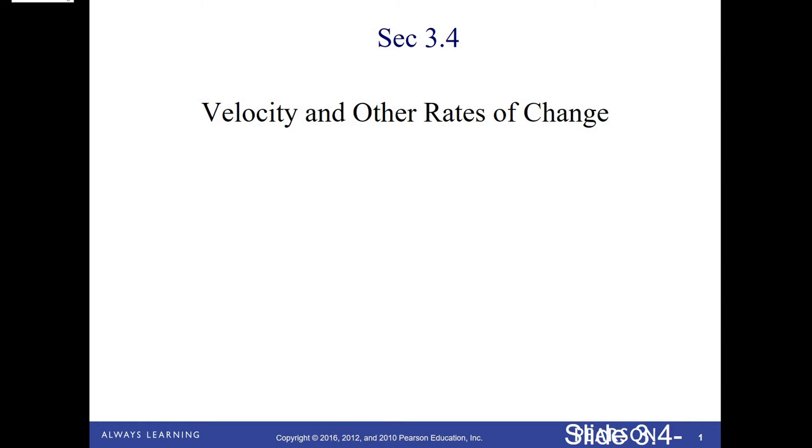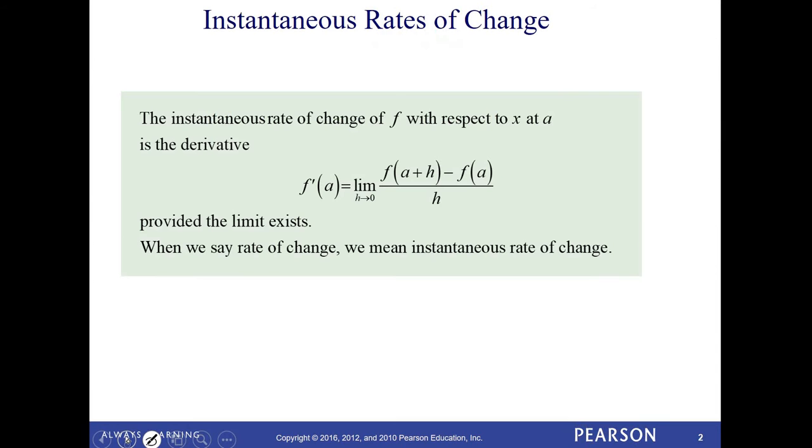Section 3.4 deals with velocity and other rates of change. So now we're going to do a little bit of work with applying derivatives. So, instantaneous rate of change. As we've talked about, the instantaneous rate of change of f with respect to x at a is the derivative f prime of a, found by the limit that we've been using over and over.